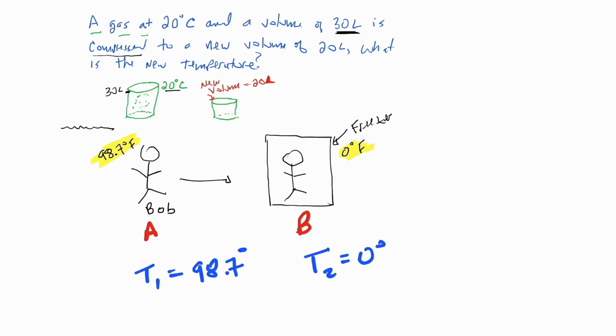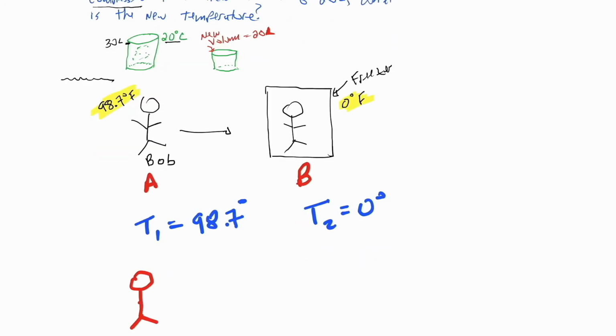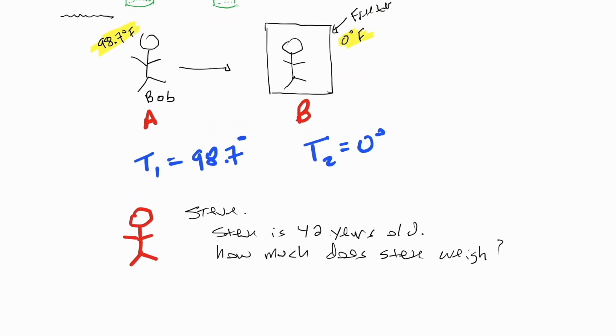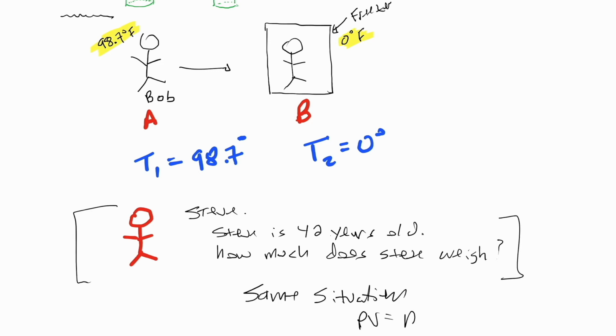Now let's talk about another scenario where I'm not changing the conditions or the environment something is in. Let's say, for example, there's a guy named Steve, and they gave you some clues about Steve. Steve is 42 years old. And then I say, how much does Steve weigh? Did I stick Steve in a freezer? Did I throw him in an oven? No. Did I compress him in a car compactor? No. So is this same situation, or situation A to situation B? So when it's same situation, it's always going to be PV equals NRT.